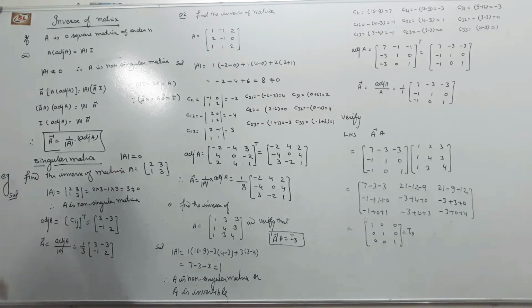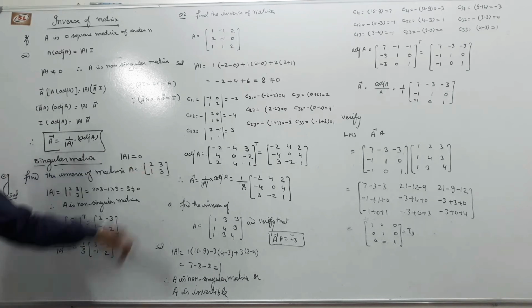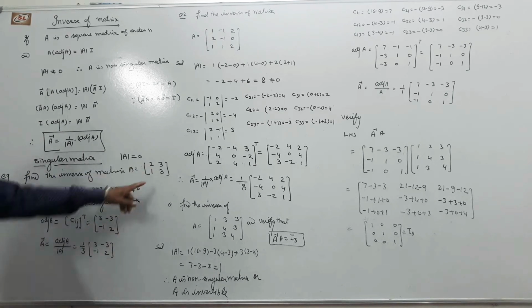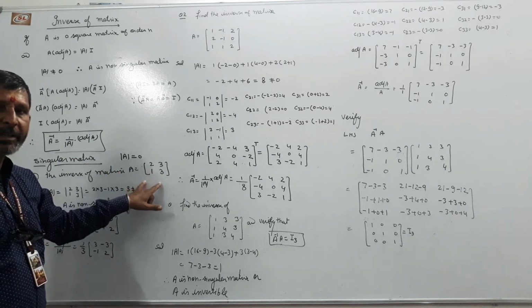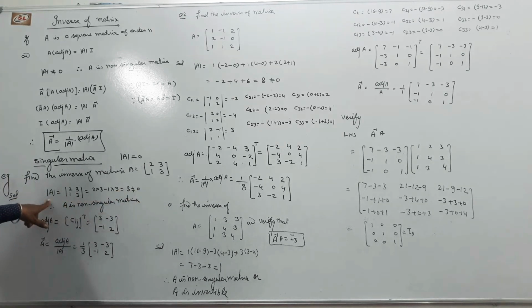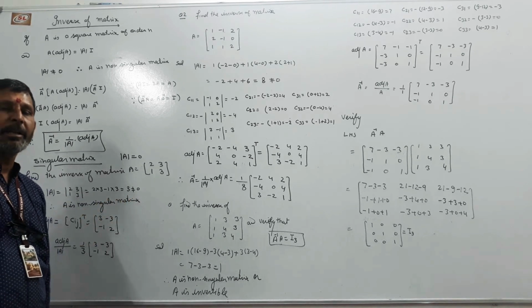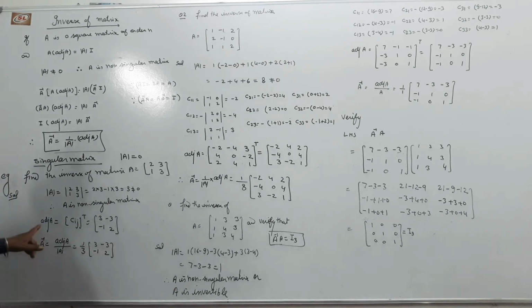For example, find the inverse of the square matrix A, whose elements are 2, 3, 1, 4, 1, 3. First of all, we check whether the matrix is singular or non-singular. The determinant of A, simplified, is 3, which is not equal to 0. Therefore, A is a non-singular matrix, and every non-singular matrix is invertible. After this, we find its adjoint.